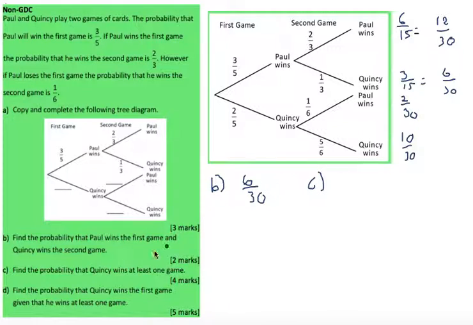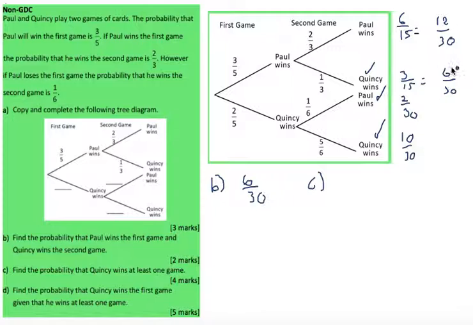C. This is worth 4 marks. Find the probability that Quincy wins at least one game. Now that at least means that he could win 2. So let's just look at the outcomes here. Paul and Paul, that's no good. Paul wins, Quincy wins. Well, he wins one here. So I'm just going to give a little tick there. Quincy wins, Paul wins. Well, Quincy's won a game there as well. Quincy wins, Quincy wins. So we've got all of these. That's at least, even though he's won it twice.